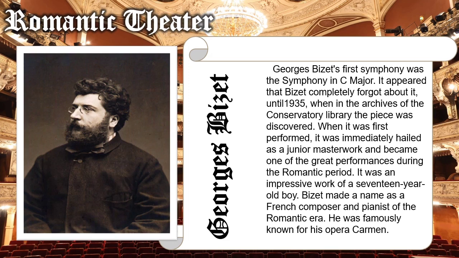Georges Bizet's first symphony was a symphony in C major. It appeared that Bizet completely forgot about it until 1935, when the piece was discovered in the archives of the Conservatory Library. When it was first performed, it was immediately hailed as a junior masterwork and became one of the great performances during the Romantic period. It was an impressive work of a 17-year-old boy.